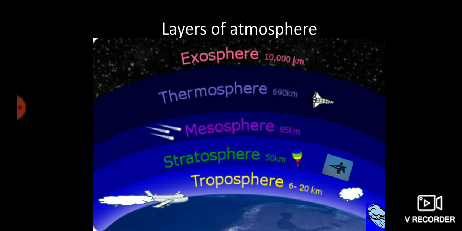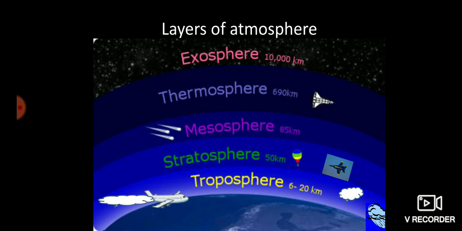The first layer is the troposphere. This is the thickest layer of the Earth's atmosphere. Most of the gases of the air are present in this layer. In this layer, clouds are seen, aeroplanes, helicopters move, weather changes happen, rain falls. This layer is about 20 km thick from the earth. So it is from 6 to 20 km above the earth's surface.